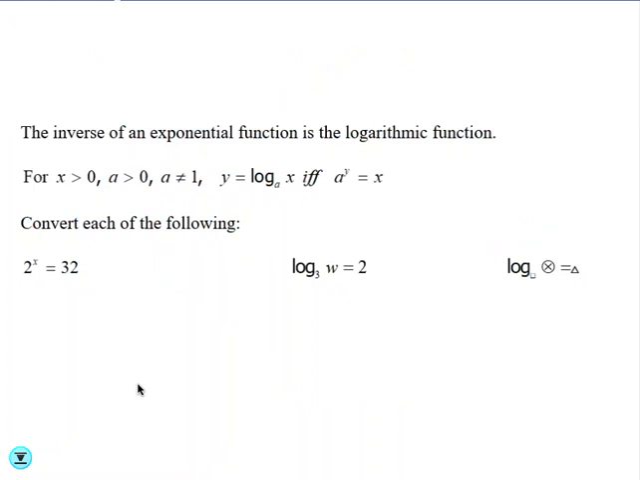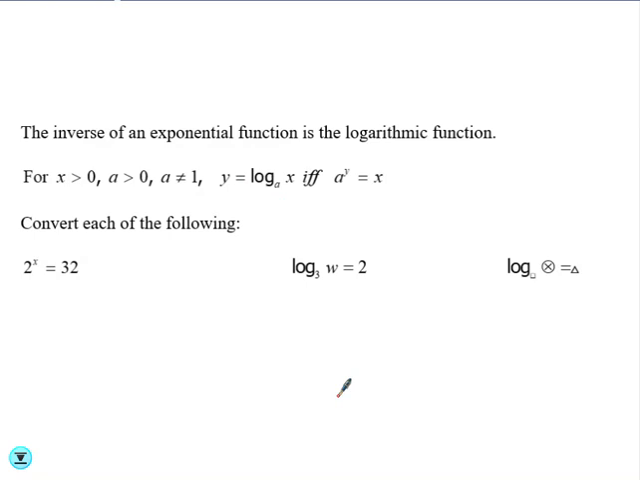First, a little bit of review from Algebra 2. The inverse of an exponential function is the logarithmic function. And we have quite a few constraints. x has to be greater than 0. a, which is the base, has to be greater than 0, but not equal to 1. And then you have y equals log base a of x if and only if a to the y equals x. So that shows the relationship between logarithms and exponentials.